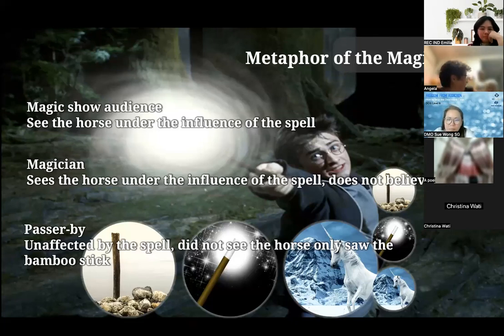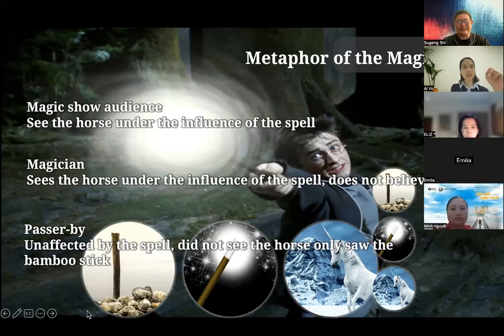There are three kinds of people in the magic show. Basically the story is there's a magician. He turned his stick into a horse. In the Indian days, it's not a horse, it's a cow, but let's use a horse. Geshe Michael used a horse. So the magician put in some powder, and then he put in some mantra, some spell, to turn the stick into a horse.